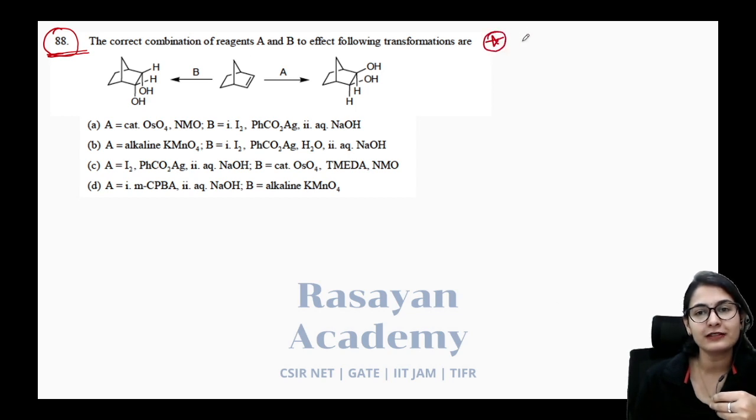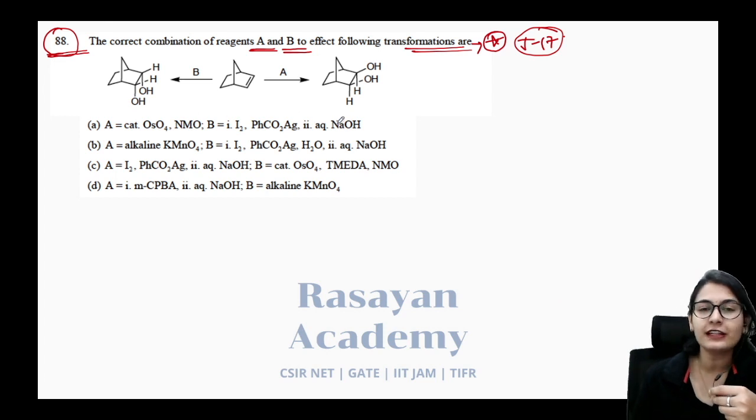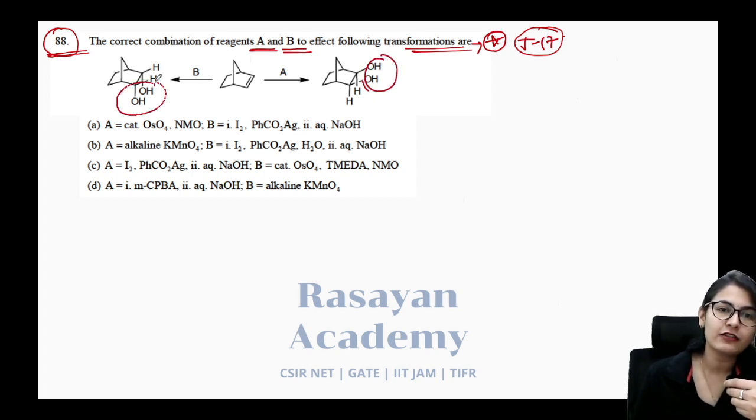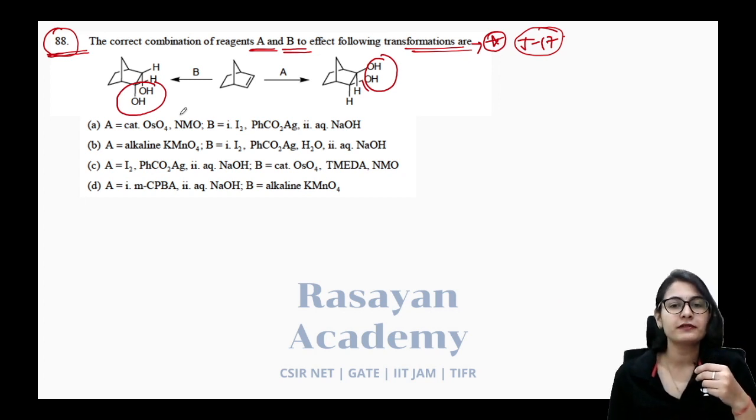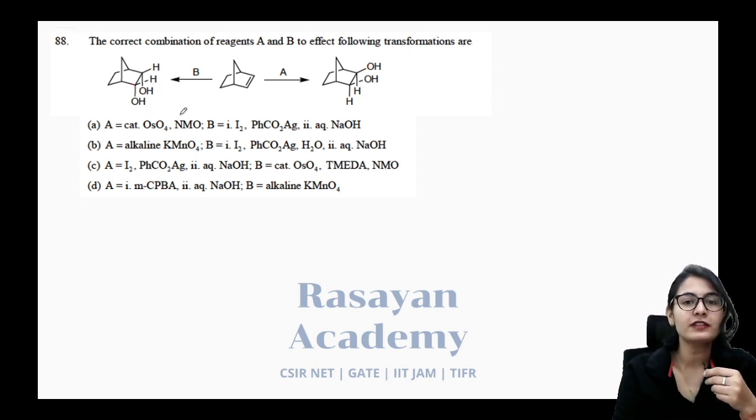Another beautiful question from June 2017: the correct combination of reagents A and B to effect the following transformation are. A little bit tricky, but we have also studied this name reaction, which will be required in this question. First of all, guys, you are having this norbornene system. To the norbornene, you are doing the cis dihydroxylation above and the same cis dihydroxylation below. What is the driving force of this reaction? Let's see that, and how is it possible?